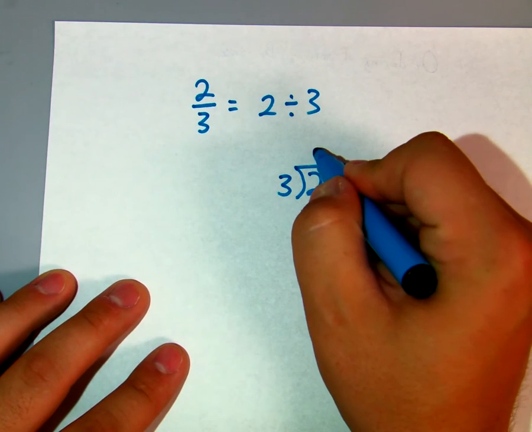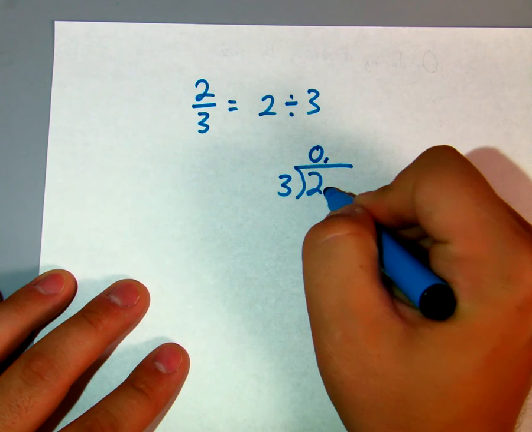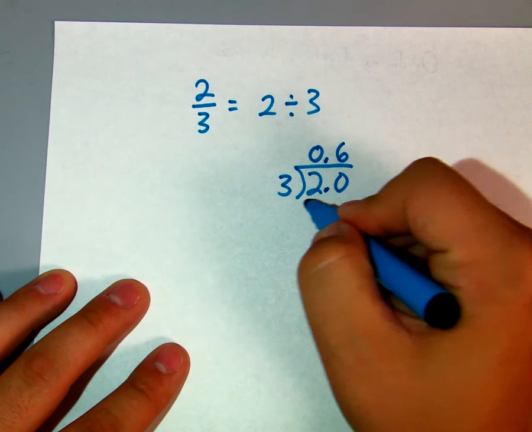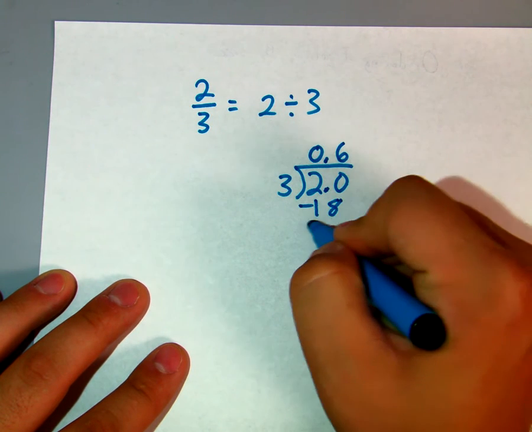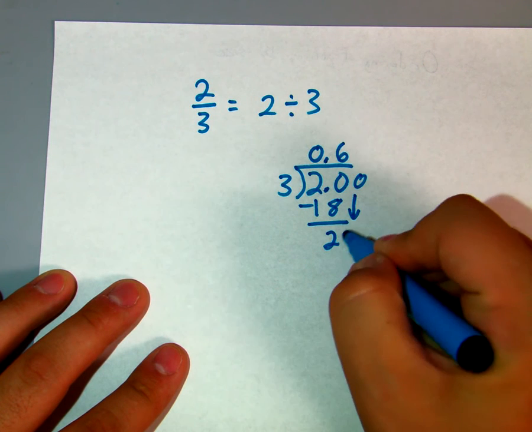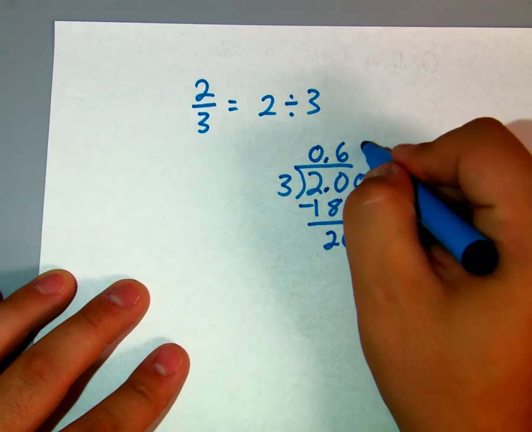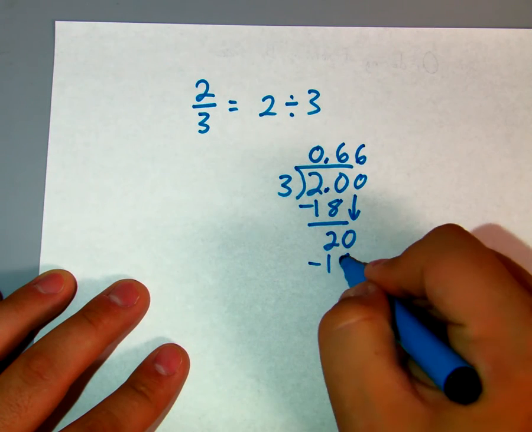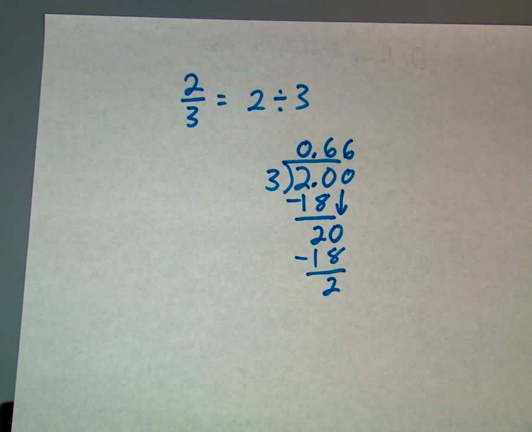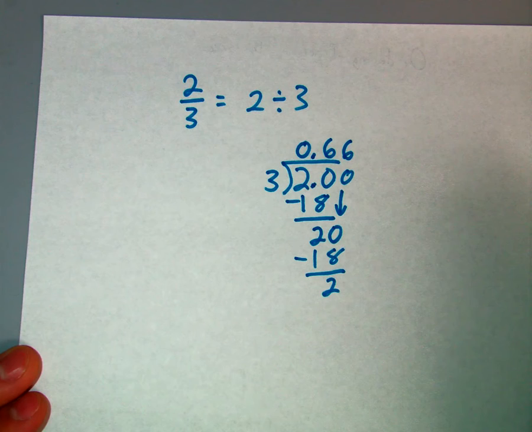Okay. 2 is not divisible by 3, so you have to put a 0. 3 times 6 is 18. 20 minus 18 is 2. I'll add another 0. I get 20. 3 times 6 is 18. And looking at this, I say, uh-oh, it looks like we're going to keep getting 20 and 18. So that's not right. Actually, it is right. It's just, this is called a repeating decimal, and it'll go on forever.